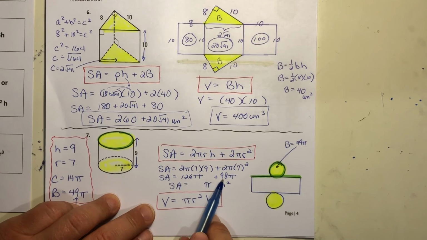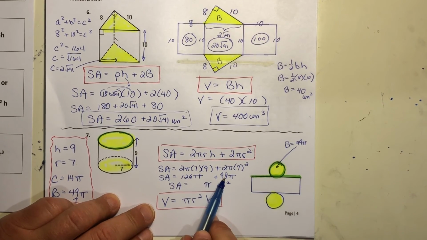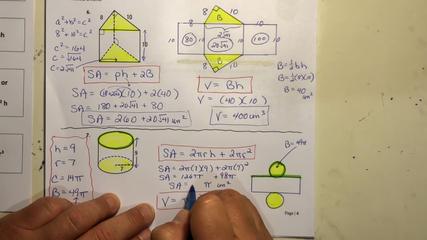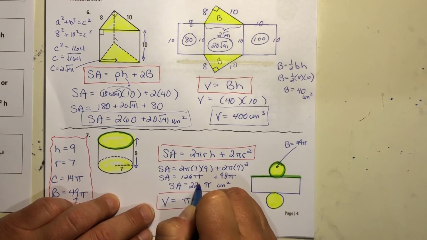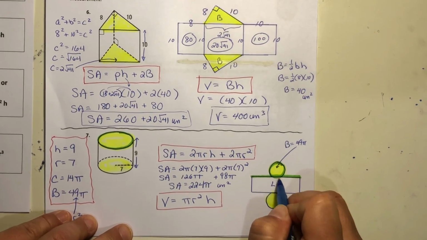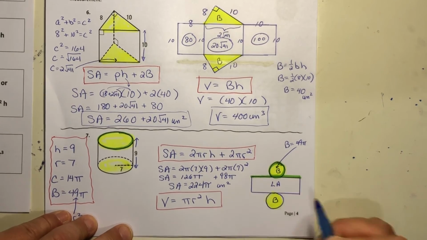So 126 plus 98, well, think about it. Adding 98 is like adding 2 less than 100. So that'll be 226 if I add 100 and take away 2 more. So I'm at 224 pi units squared. Okay, remember, lateral area and 2 capital B's.